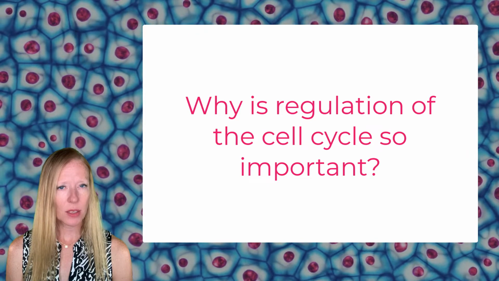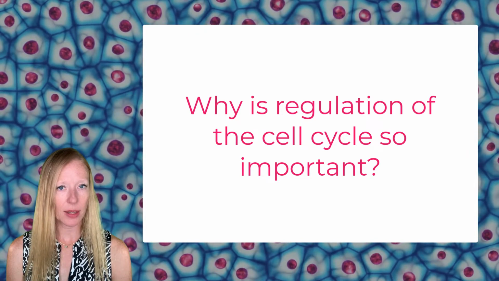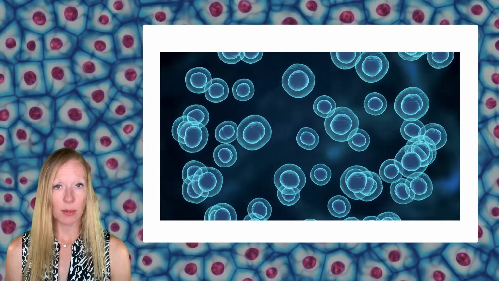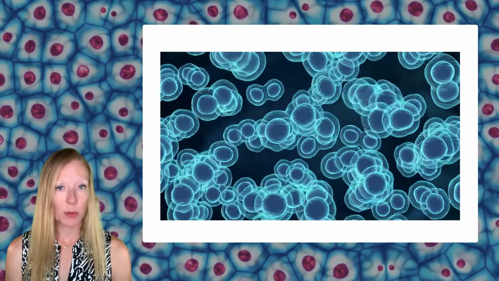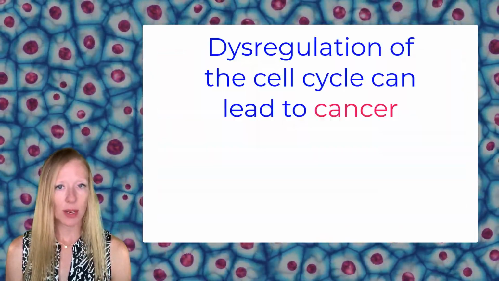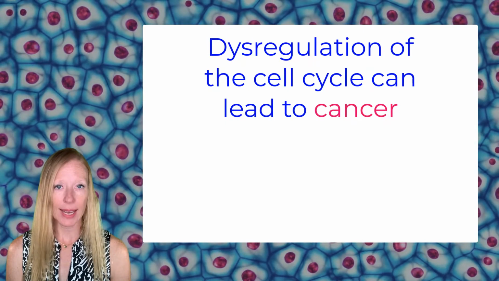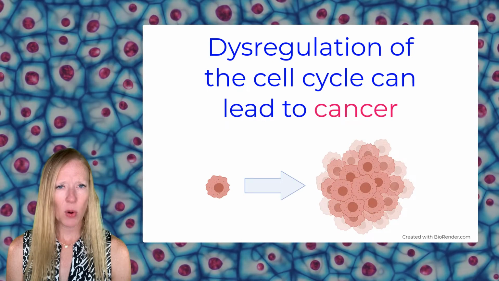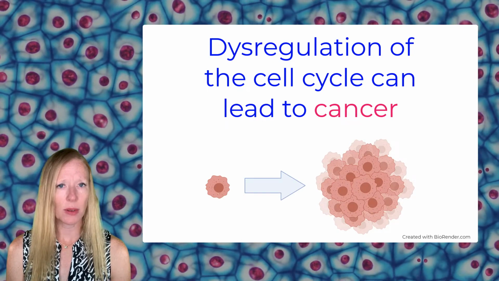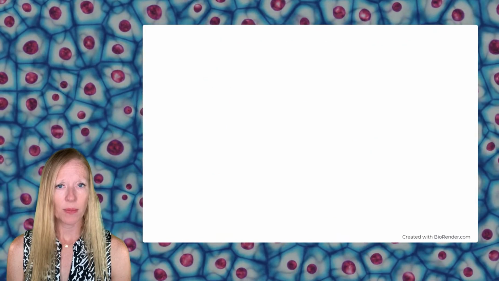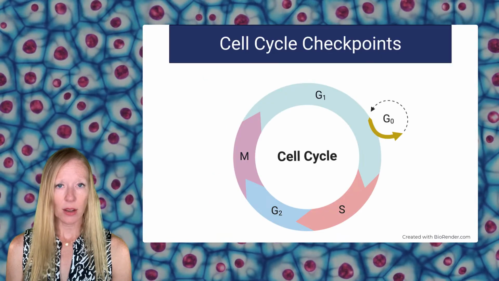First of all, why is it critical that the cell cycle be regulated? Well, if a cell is replicating with mistakes, either mutations or the incorrect number of chromosomes, we could have major problems. One of the most significant consequences of dysregulation of the cell cycle is cancer. So internal controls on the cell cycle are really important to prevent cells from dividing uncontrollably, which is a major hallmark of cancer cells.